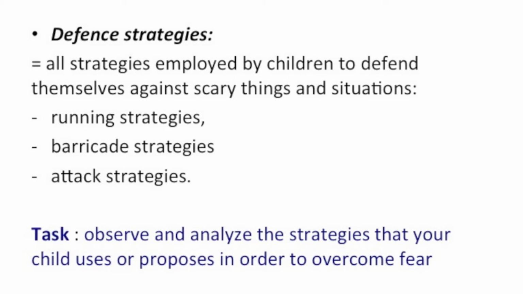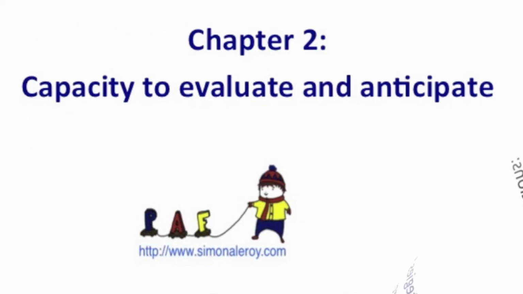In the module about step 1, understand the fear, I talked about the fact that children's fears appear when they get the capacity to evaluate a situation and to anticipate that something or someone could be potentially dangerous. So, in this new chapter, we are going to analyze your child's capacity to evaluate and anticipate.